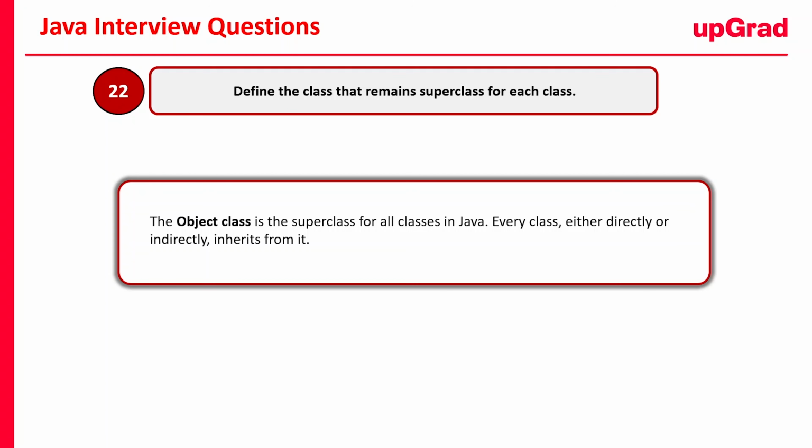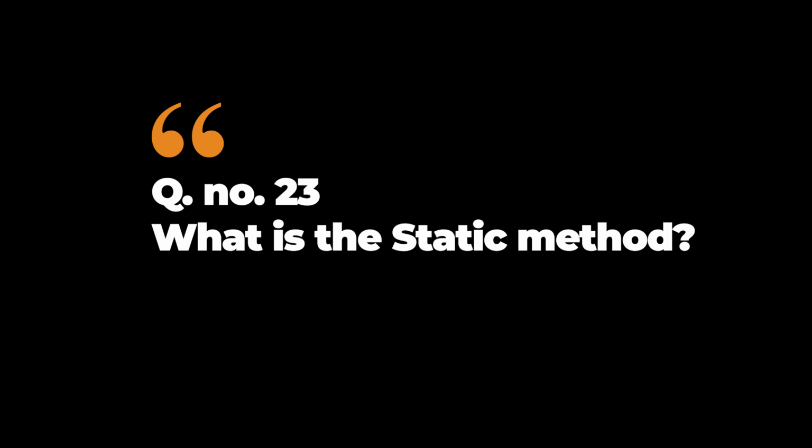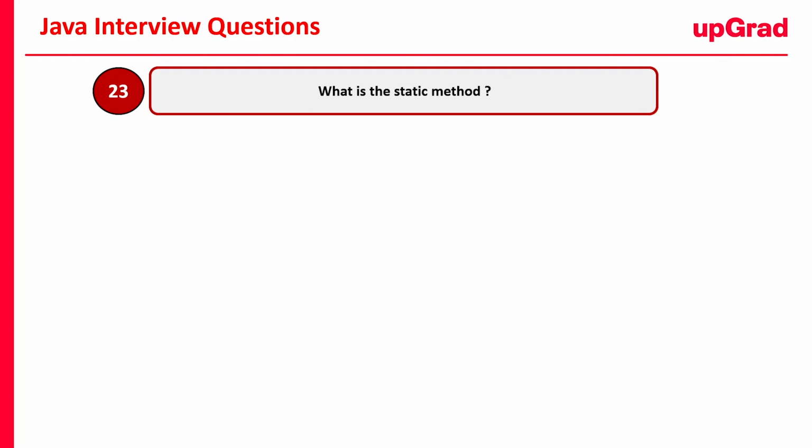Now this was about question number 22. Coming to question number 23, which is what is the static method? When you're asked about static methods in Java, the interviewer wants to check your understanding of their behavior and usage. So how can you explain it?